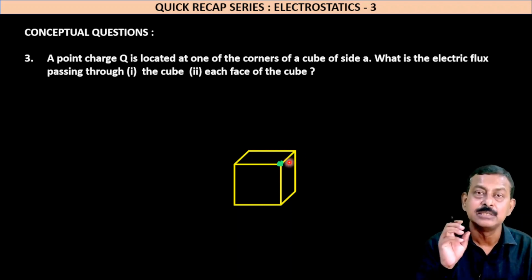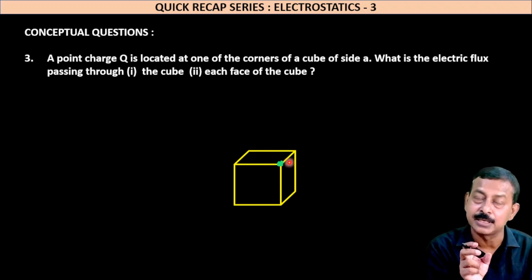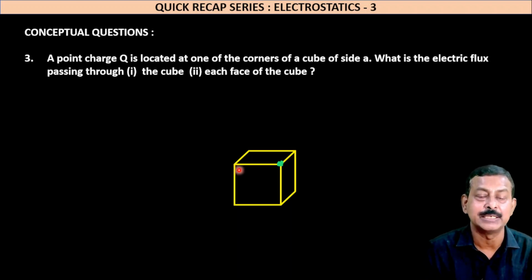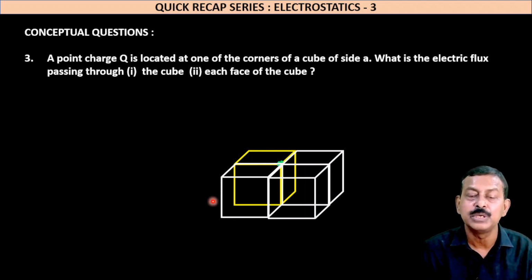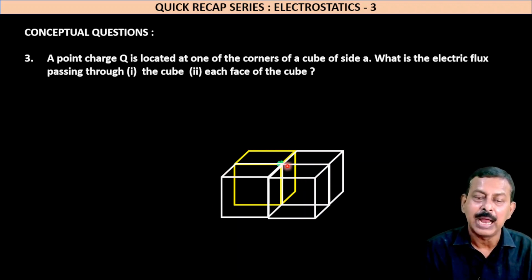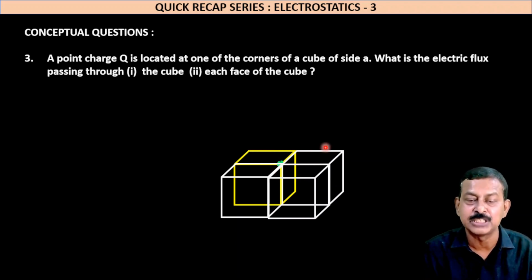We consider 3 more identical cubes placed side by side. So here it is like this. This is the second cube, this is the third cube, this is the fourth cube. And this particular charge will now be at the center of one of the faces, the bigger face of a cuboid. Here the dimension will be 2a, and the height is a.